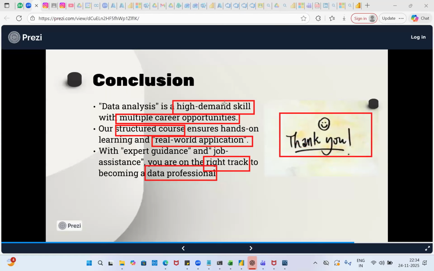And tomorrow I'm going to show you some practicals along with the visuals. Please do attend the demos. Please do attend the demos and take a call. Okay, everyone.